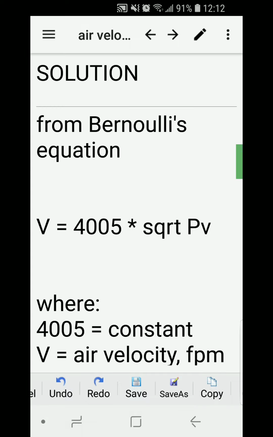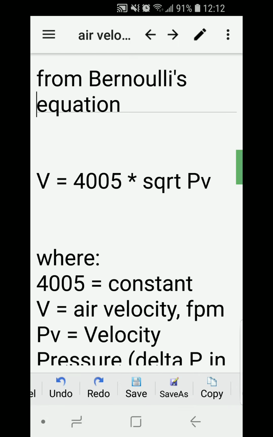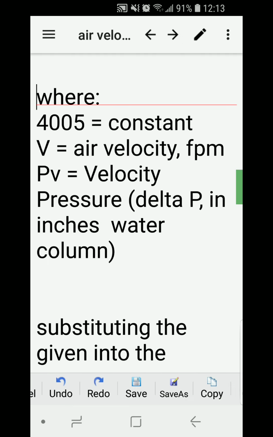So from Bernoulli's equation, V is equal to 4005 times square root of PV. Where 4005 is a constant, V is the air velocity in FPM, feet per minute, and PV is the velocity pressure, or the delta P, in inches of water column.